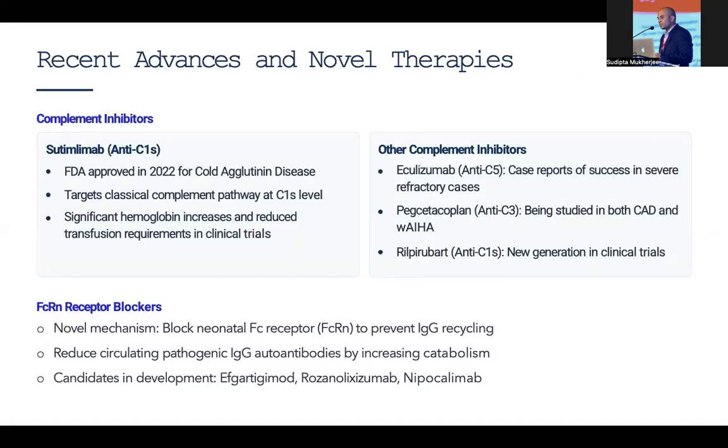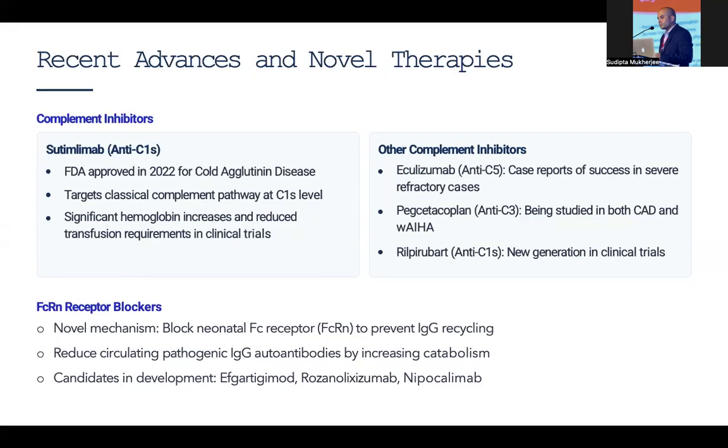In terms of recent advances, there are some new molecules in the market. Like in terms of complement inhibitors, I already mentioned sutimlimab, which is an anti-C1s antibody, FDA approved, and targets the classical complement pathway at the complement C1s level. Other complement inhibitors like eculizumab, pegcetacoplan, which is an anti-C3, and riliprubart, which is anti-C1s.